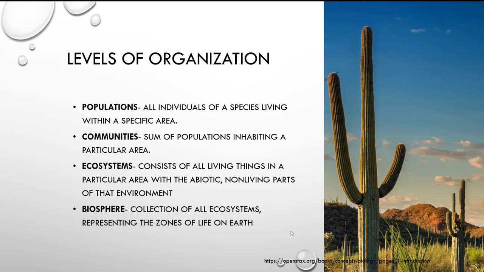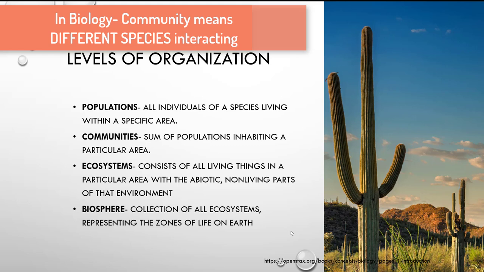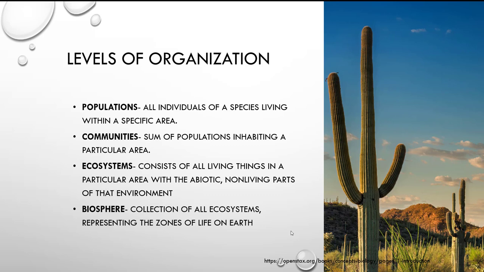Or we can get even broader than that, and we can look at a community. So a community level of organization is the sum of populations inhabiting a particular area. So it's not just thinking of one species, but all different species of living things. So I could look at not only the squirrels in my backyard, but I can look at the plants and the other animals, okay? The birds, the bees, all the other things that are interacting, and see how the living things are interacting with each other. So community involves all the living things interacting with each other in a particular area.